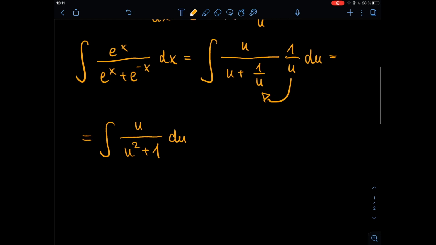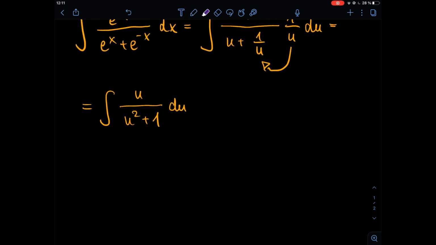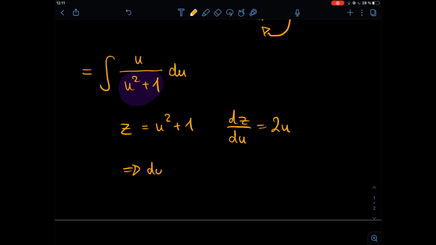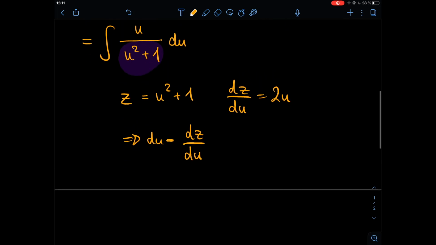So now the next step would be to do another substitution, and what we're going to substitute now is the function in the denominator of the fraction. So we say that our new variable z is equal to u squared plus 1. From that we take the derivative, so dz over du is 2 times u, and this means that du can be written as dz over 2u.